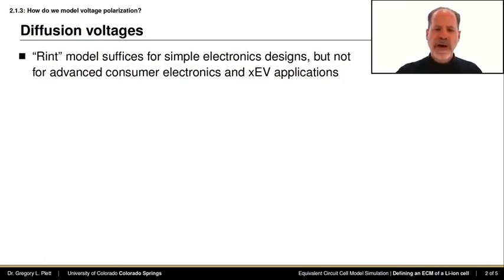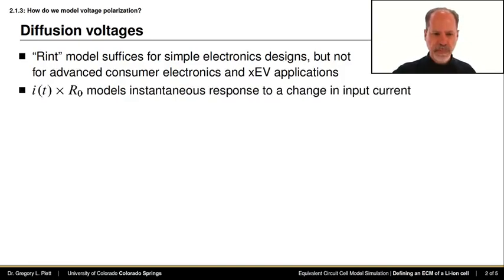But when we're building a battery management system for an advanced consumer electronics application or a vehicle application or a grid storage application or something where we require a really accurate model, this still is not accurate enough. The term that we've just added to the model multiplies electrical current by internal resistance, and it models the instantaneous voltage response to a change in the input current.